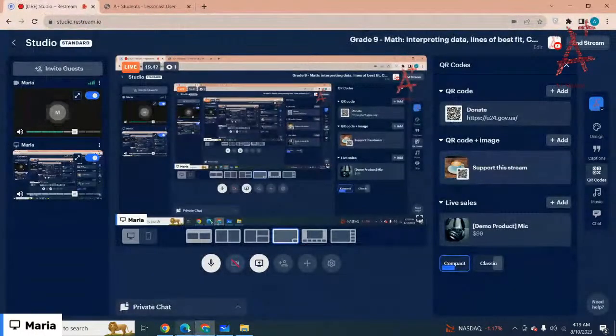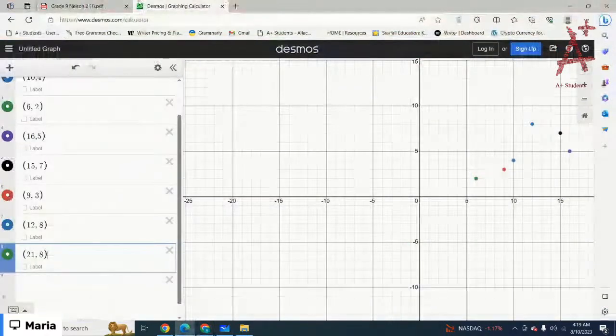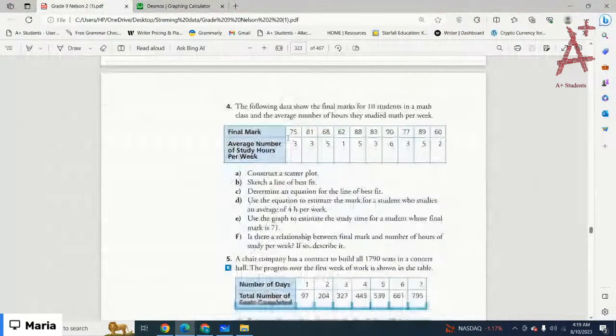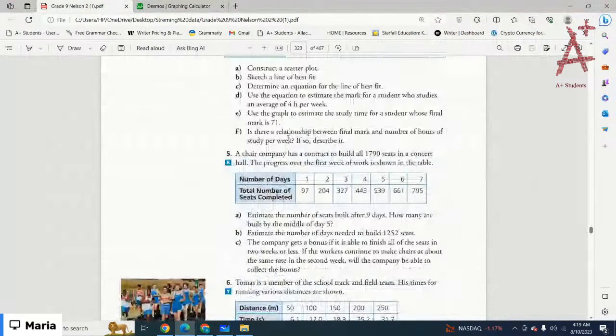Okay, let's just move on to the next question. The next one is question number 5. A chair company has a contract to build all 1790 seats in a concert hall. Progress over the first week of work is shown in the table. Okay, estimate the number of seats built after 9 days. How many are built by the middle of 5 days?